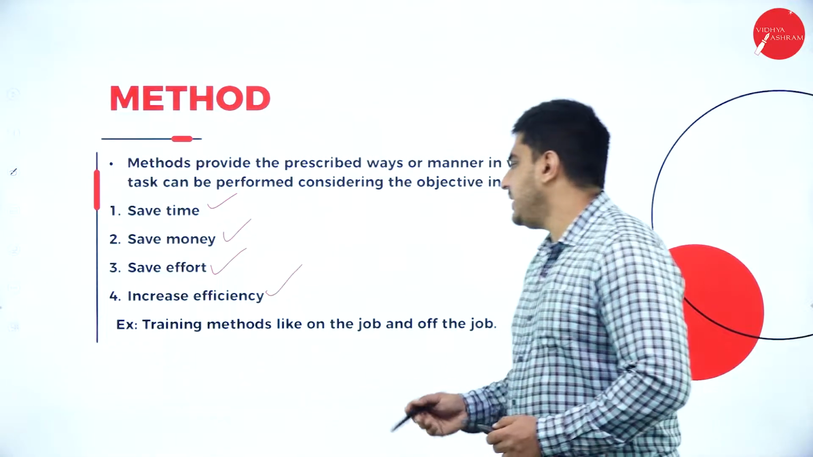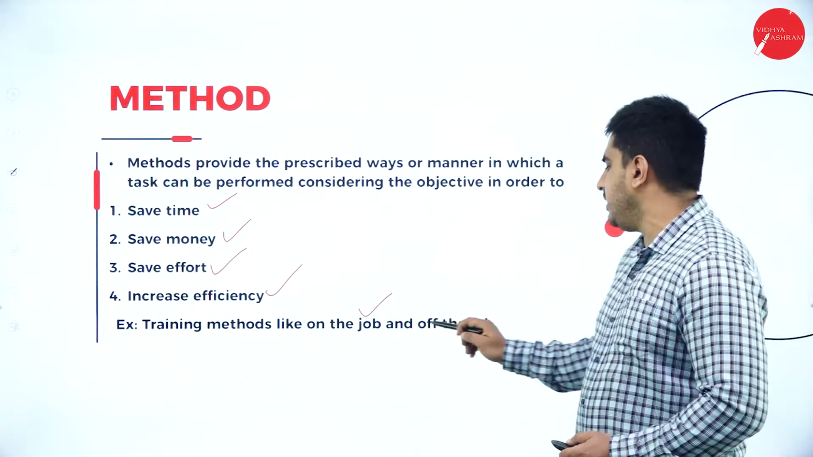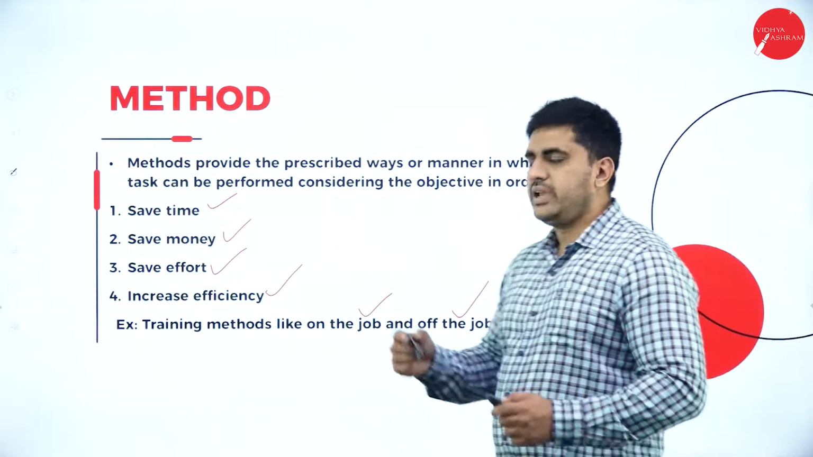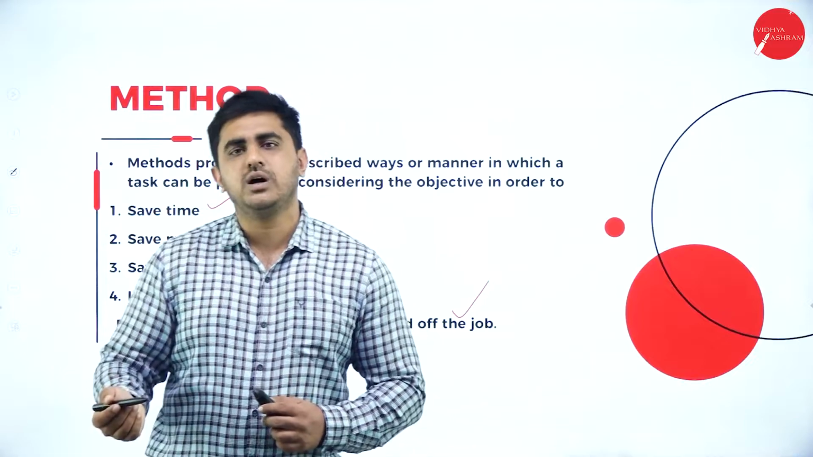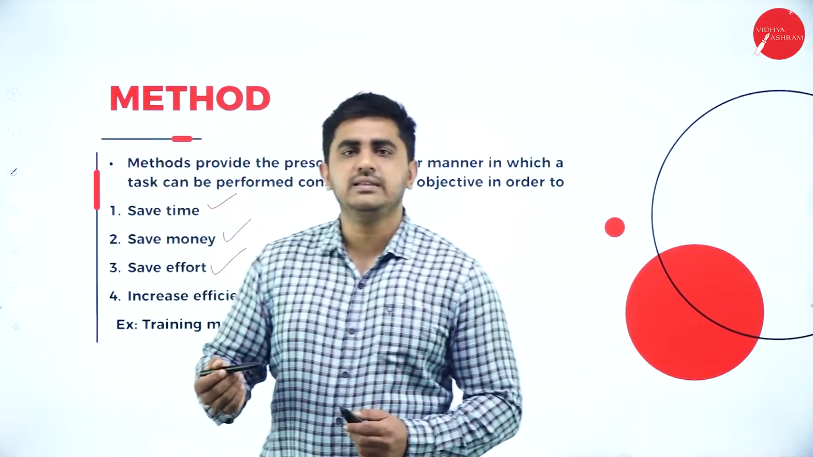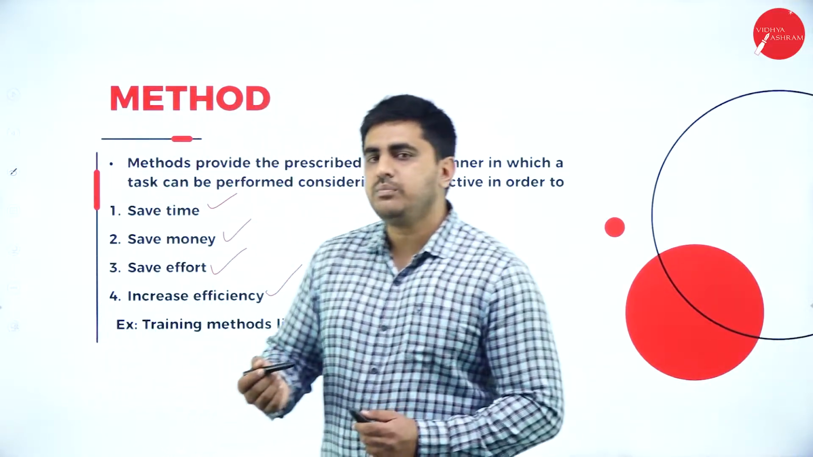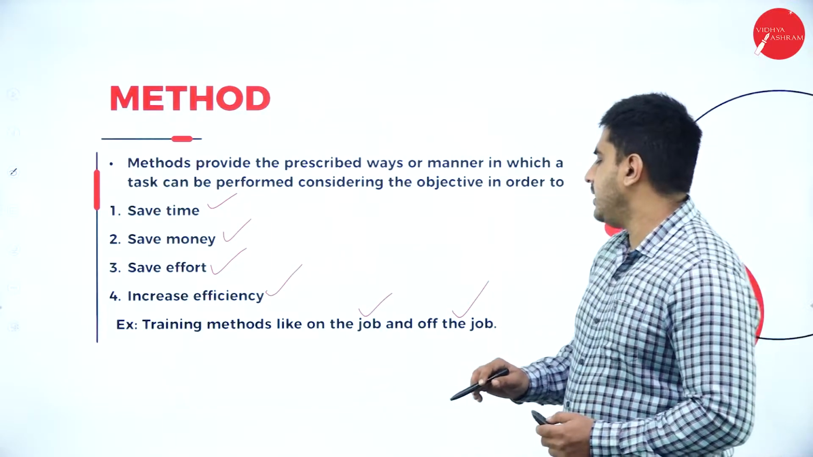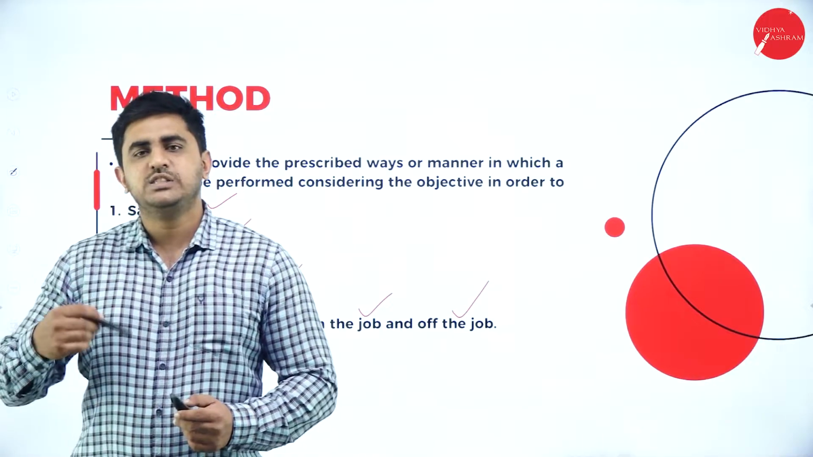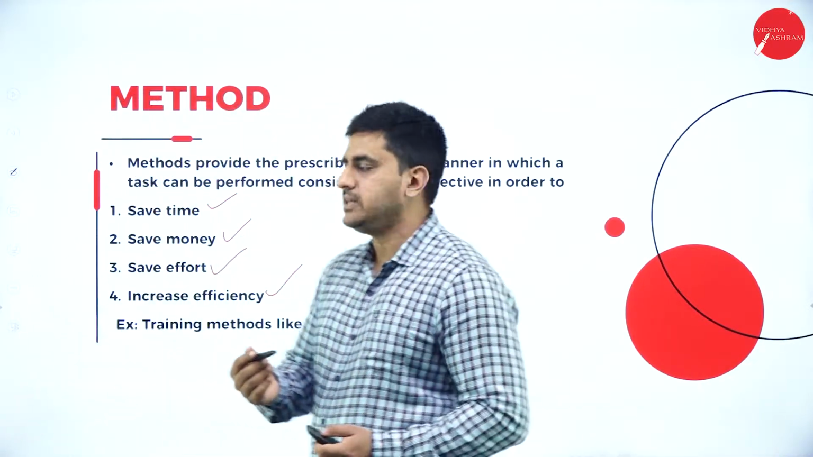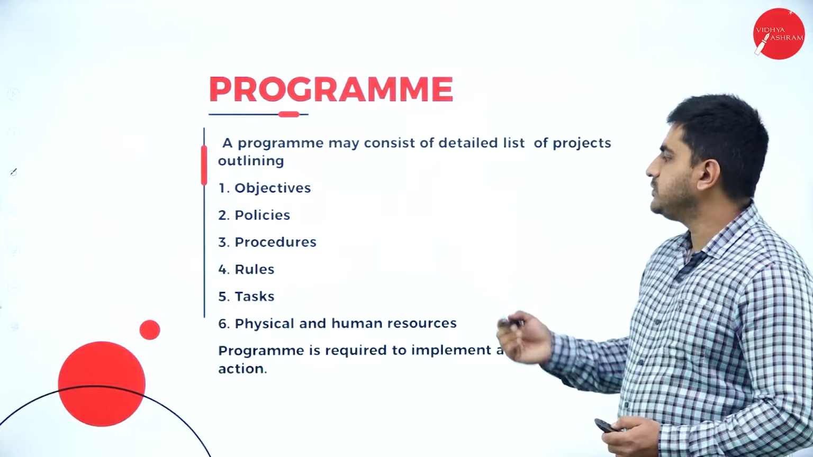For example, training methods like on the job and off the job. To train the workers in the organization, you can go for on the job or off the job. On the job means you are training them during the work. Off the job means they will be trained outside the workplace, in the form of vestibule training, simulation training or classroom lecture. This is regarding method.